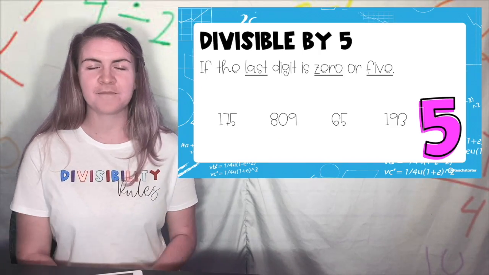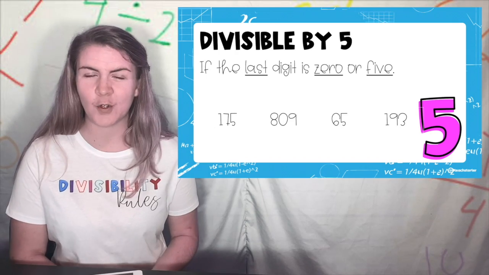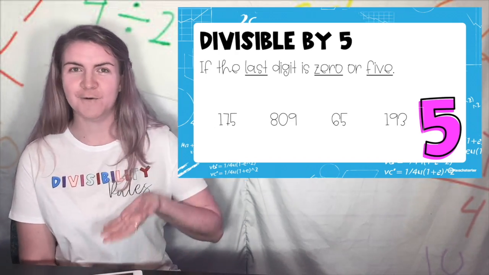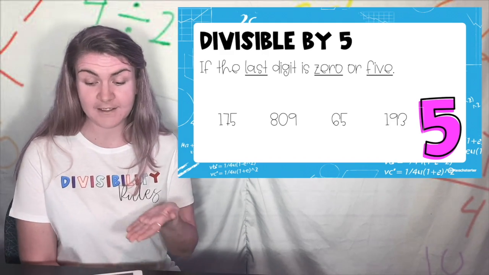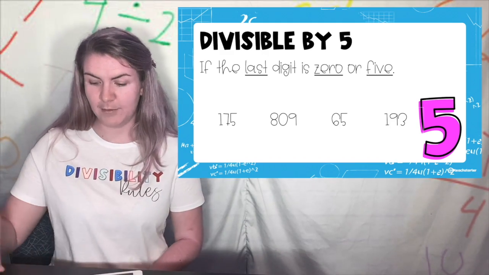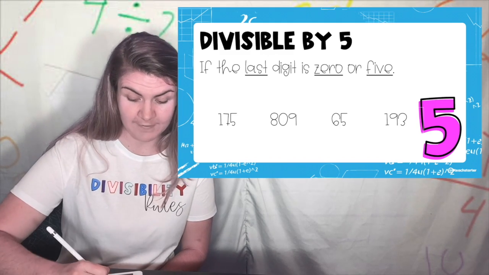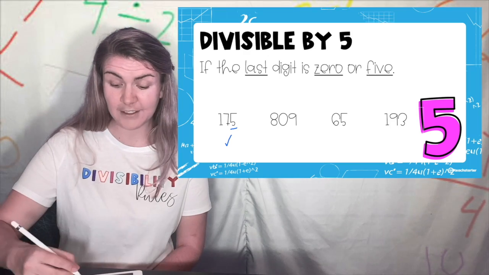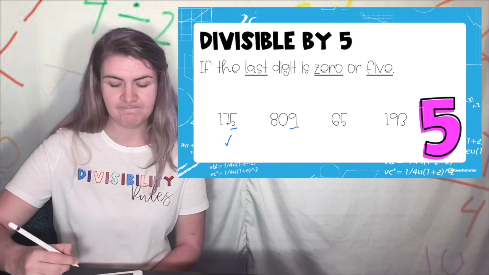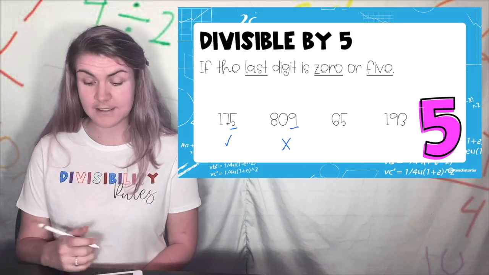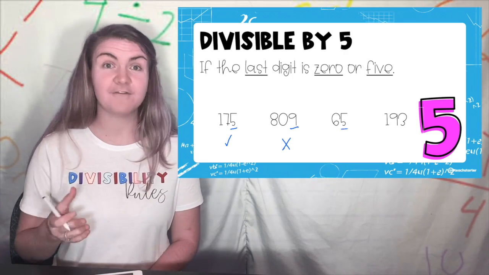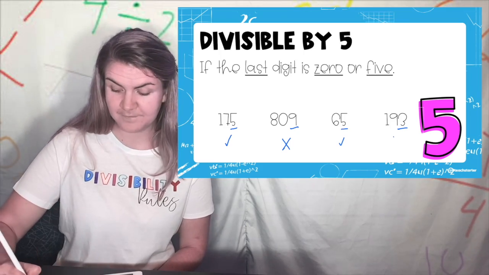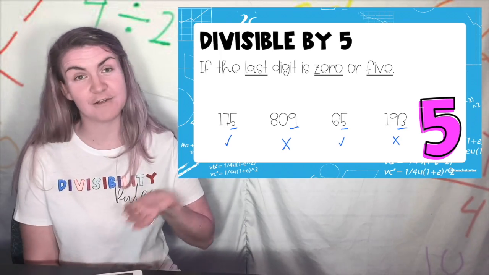Divisible by 5. This is probably another easy one that you know pretty well. When we count in 5s, a number always ends in a 0 or a 5. So if the last digit is 0 or 5, it's divisible by 5. 175, that ends in 5, it is divisible. 809, that ends in a 9, not divisible. 65 ends in a 5, it is. And 193, not divisible. So is the last digit a 0 or a 5?